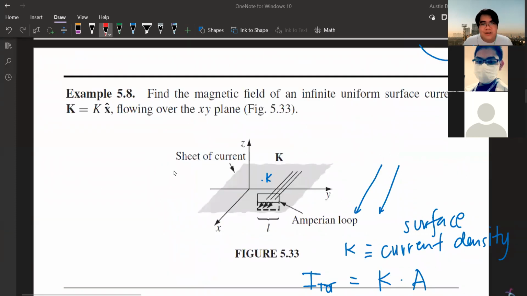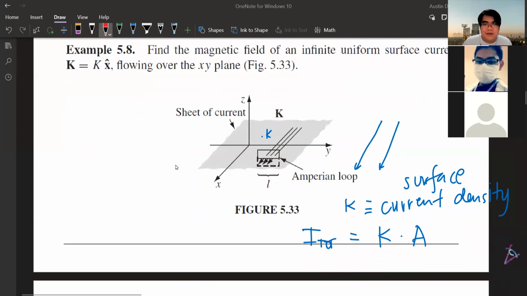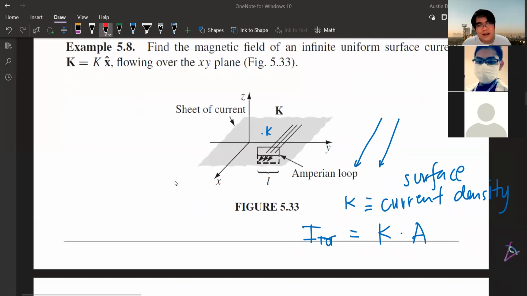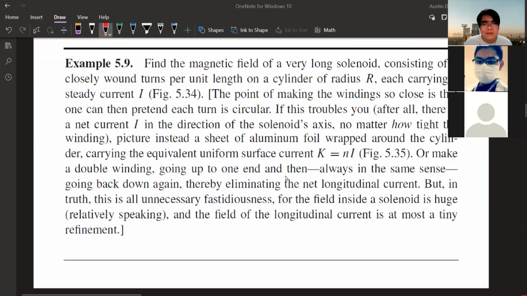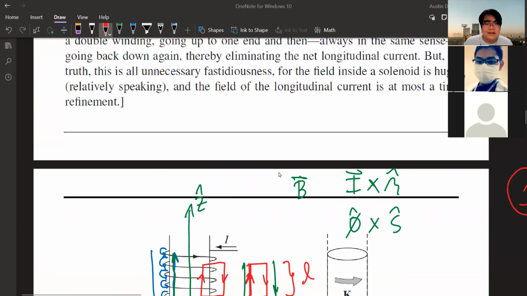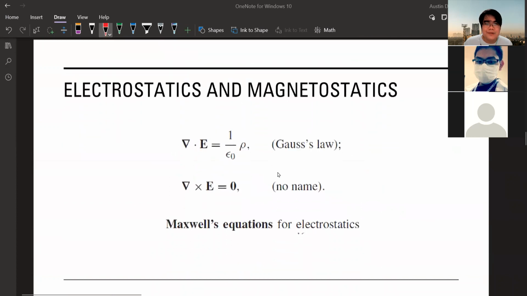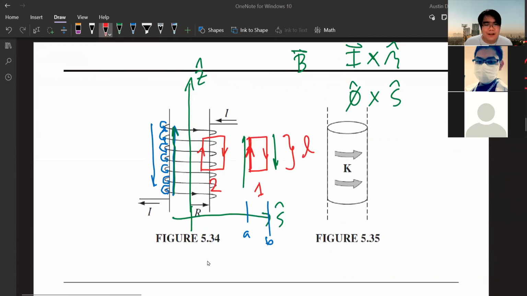Guys, yung Gauss's law, for electric field lang yan. Yung Ampere's law, for magnetic field lang. Okay? So, hindi nyo pwede gamitin yung Gauss's law sa potential. And yung Ampere's law kung saan man. Okay?